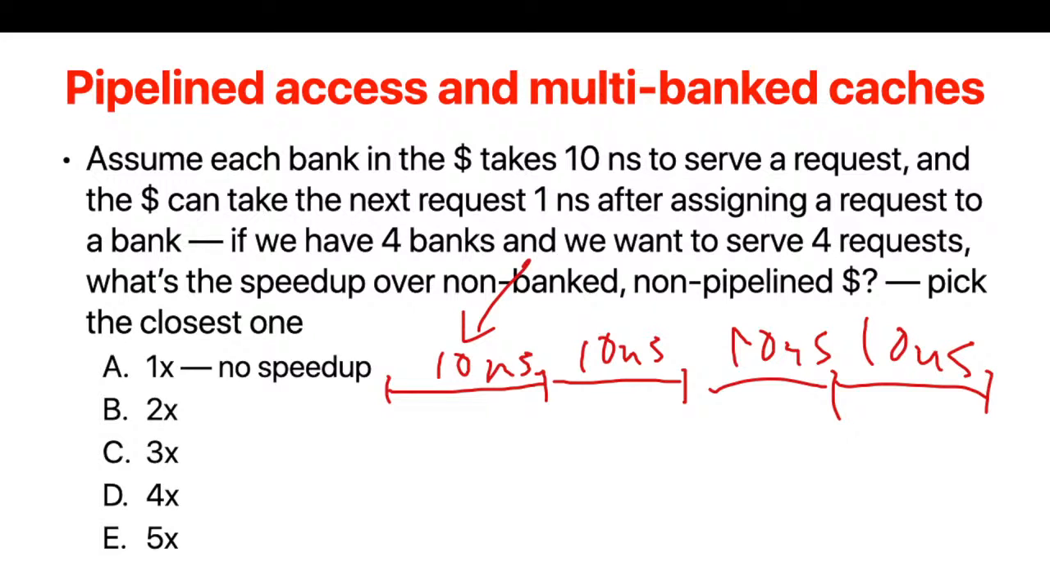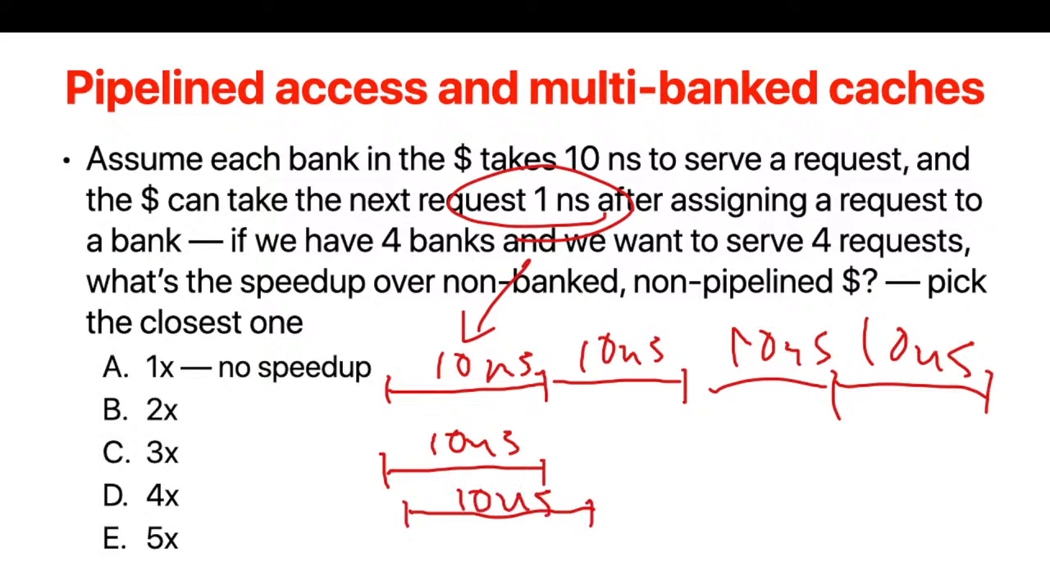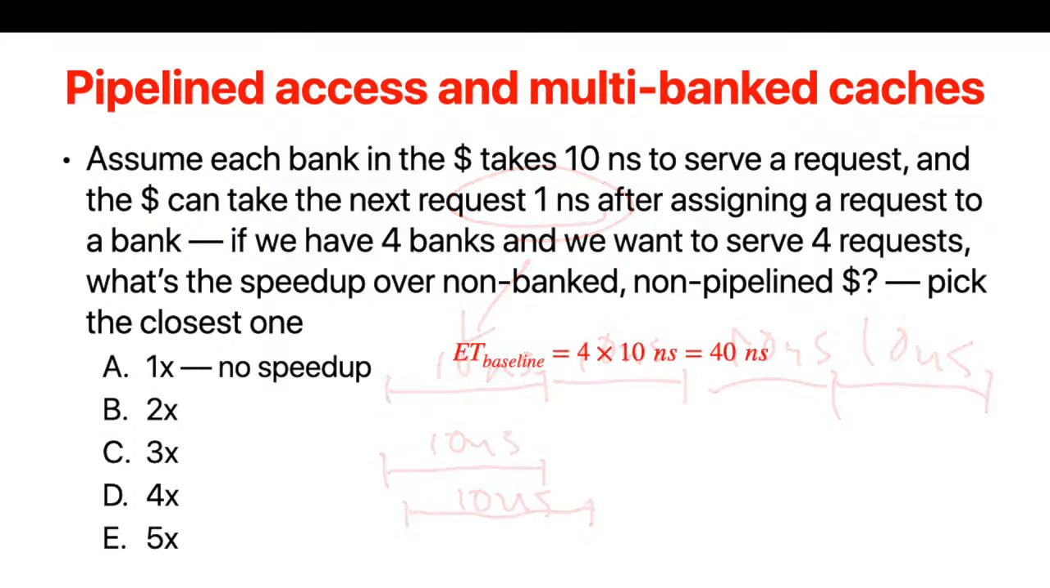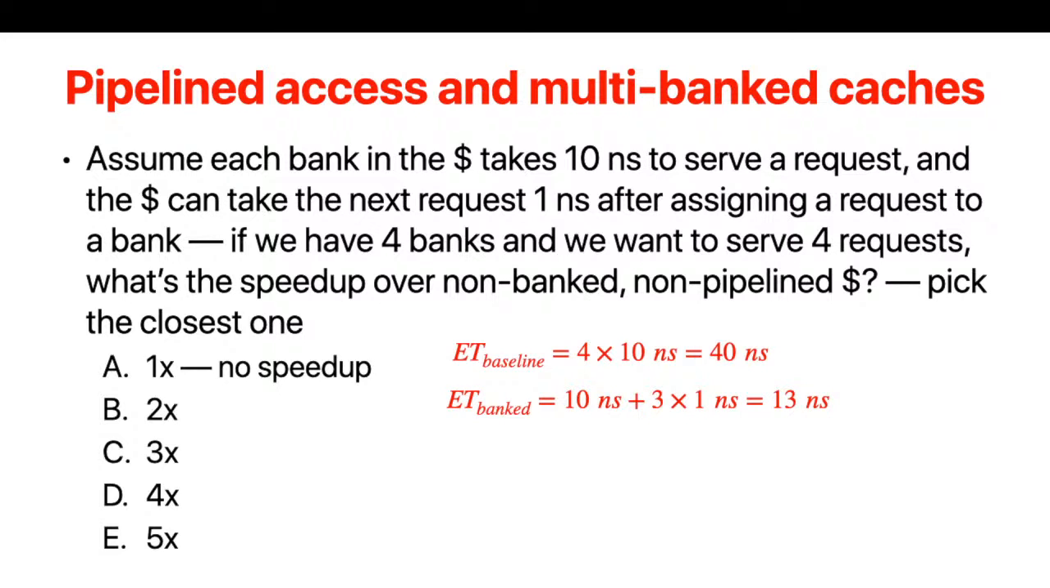How about the non-blocking version? We can say that 0 will cost 10 nanoseconds. Time 1 will cost another 10. Yeah, so that's overlapping. So finally, we will have 13. Okay, here we go. So if you don't have the non-blocking cache and multi-bank cache, this has to be processed in series. So it turns out that it's 40 nanoseconds. And if you can make them banked, it becomes 13. So it's very close to 3 times speedup.